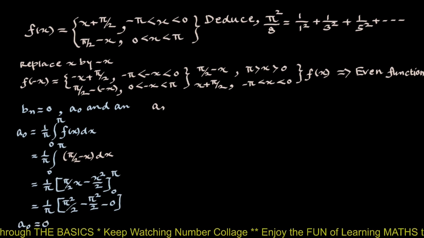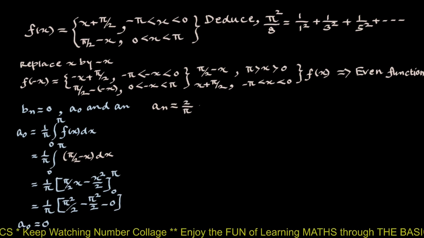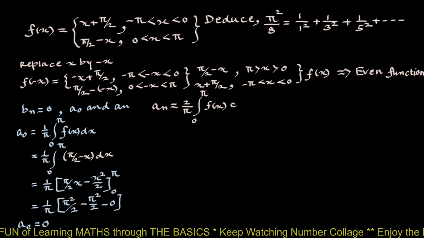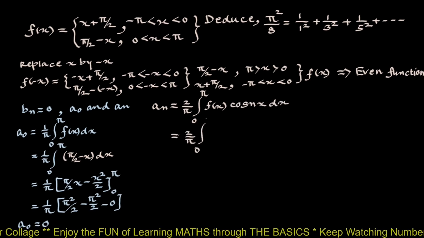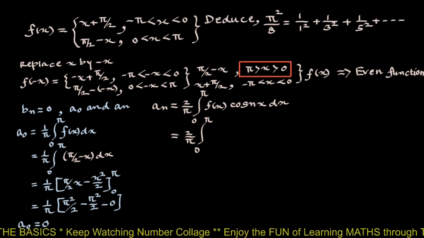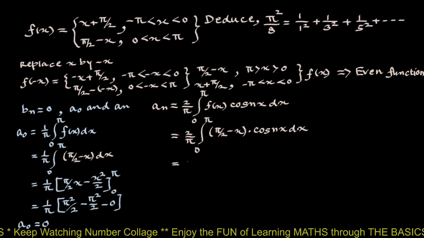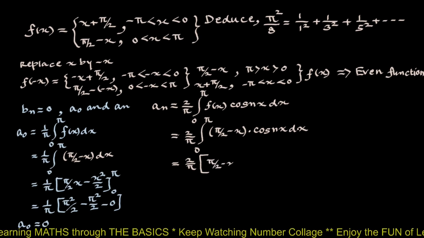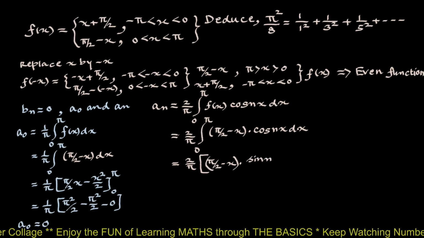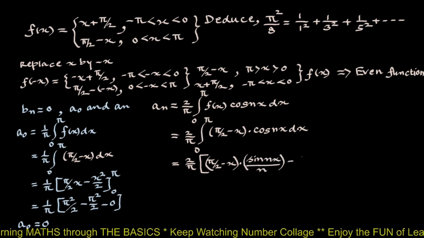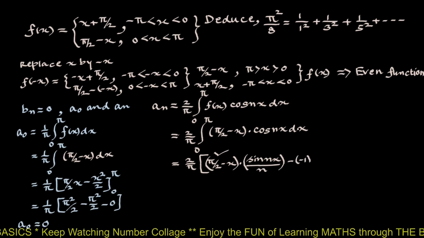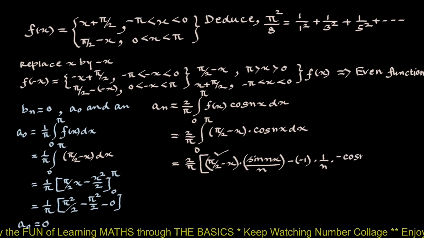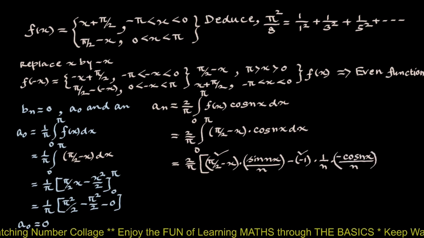Now we find an. For even function it is 2 upon pi integral from 0 to pi f of x cos nx dx, which is 2 by pi. For domain 0 to pi, we again choose pi by 2 minus x. Integrating, we will use continuous integration by parts. First function pi by 2 minus x into integration of cos nx, sin nx upon n, negative sign, derivative of pi by 2 minus x, minus 1, into 1 upon n, integration of sin nx, minus cos nx upon n. Derivative of minus 1 will be 0, so we will stop here.